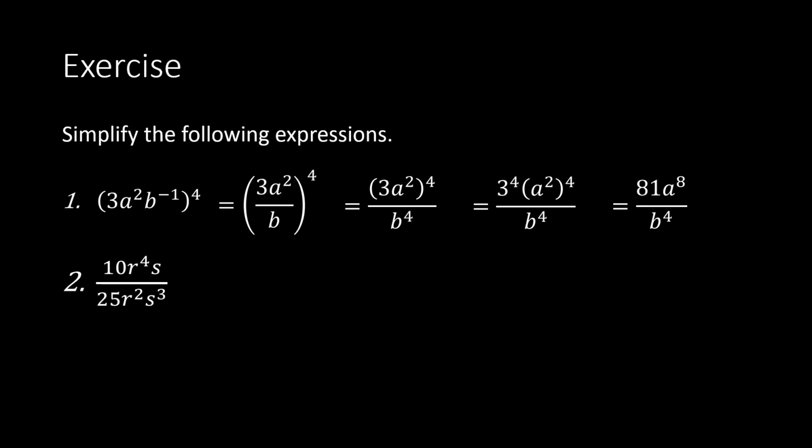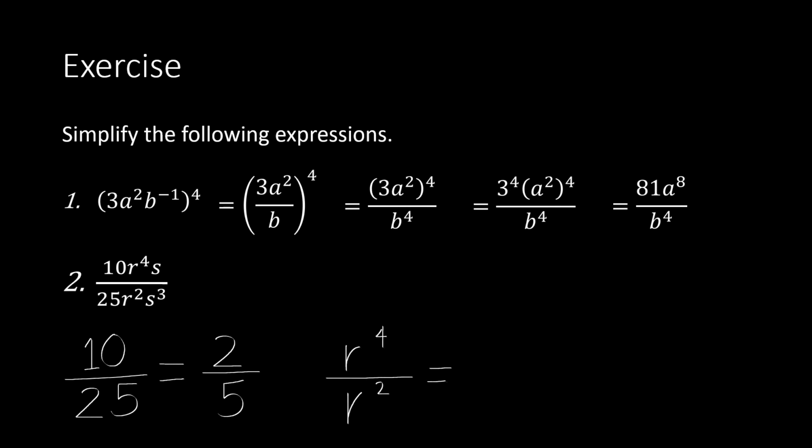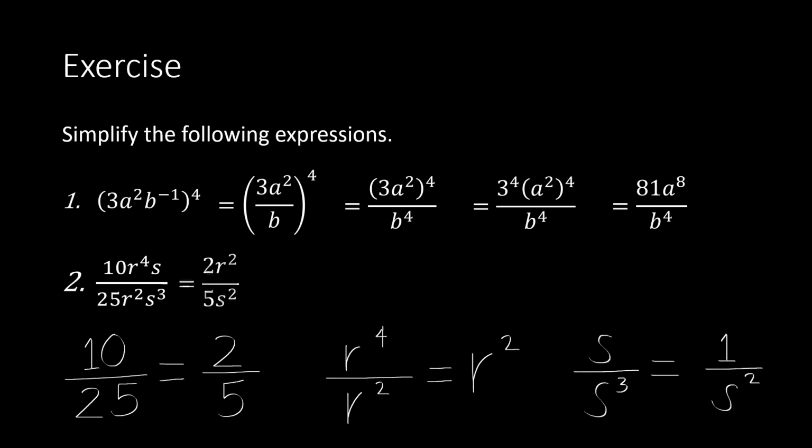2. 10r to the 4th power s all over 25r squared s cubed. Let's simplify the constants. 10 over 25 is equal to 2 over 5. For r to the 4th power over r squared is equal to r squared. And for s over s cubed is equal to 1 over s squared. So the final answer is 2r squared all over 5s squared.